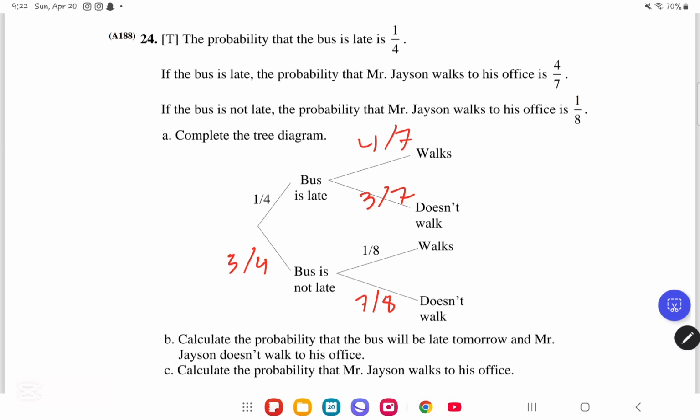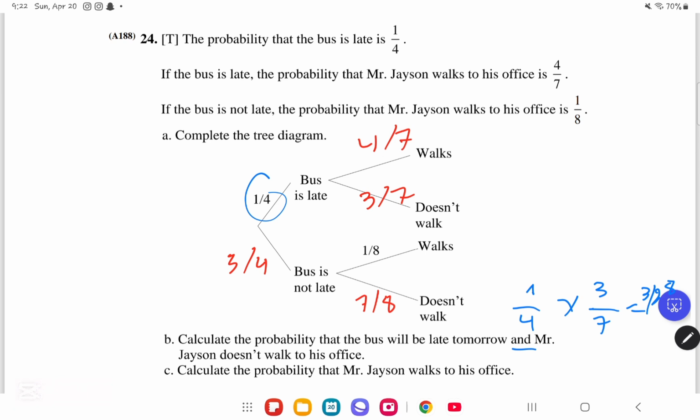So, if we go to part B, they said calculate the probability that the bus will be late tomorrow and Mr. Jason doesn't walk to his office. The probability the bus is late is 1 over 4. And means times he does not walk to his office, which is 3 out of 7. So multiply them together. You will get an answer, which is 3 over 28.